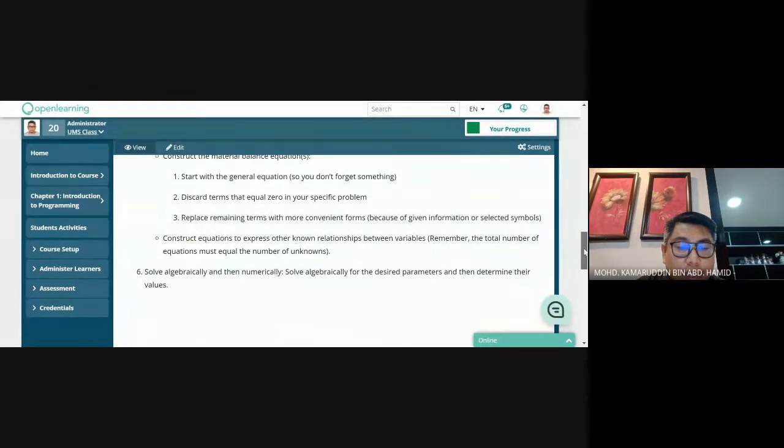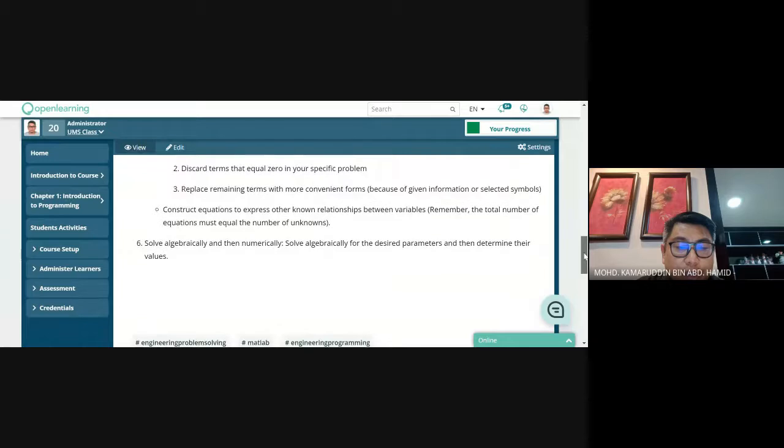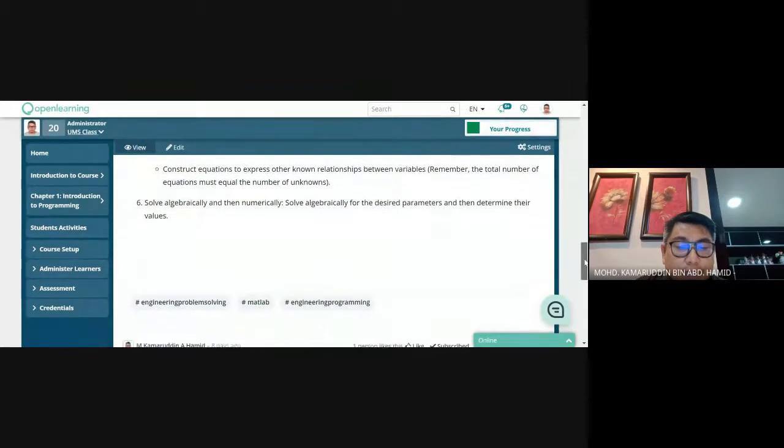Construct equations that express the other relationships between variables. And next, you solve algebraically and then numerically. And that is where Matlab comes in, the last step. When we're talking about solving algebraically, that's basically Matlab's job. No need for you to solve it manually.